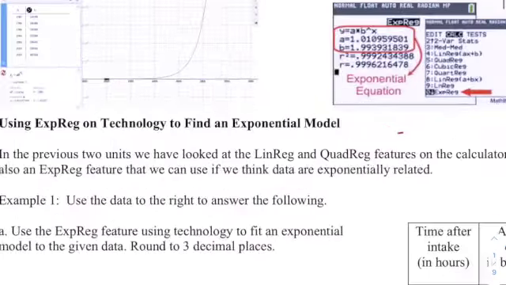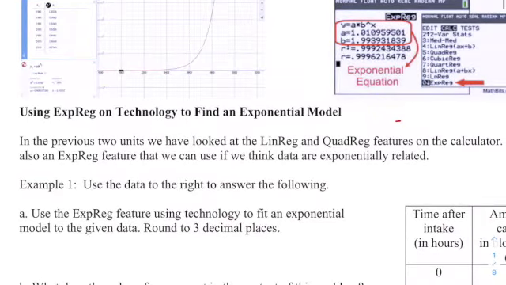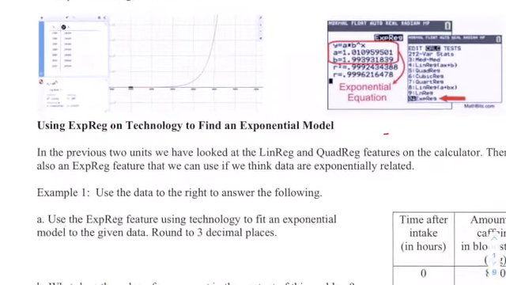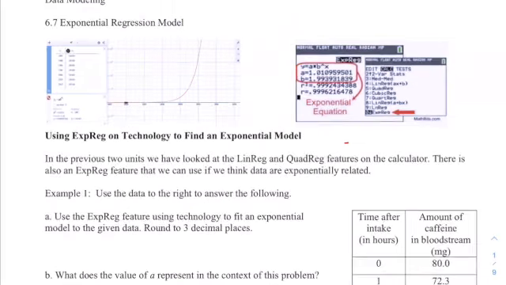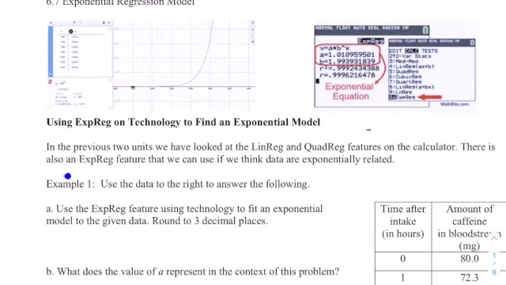So now going on, in the previous 2 units we have looked at the linear regression and the quadratic regression feature on the calculator, and there is also an exponential regression feature that we can use if we think data are exponentially related. So right there.